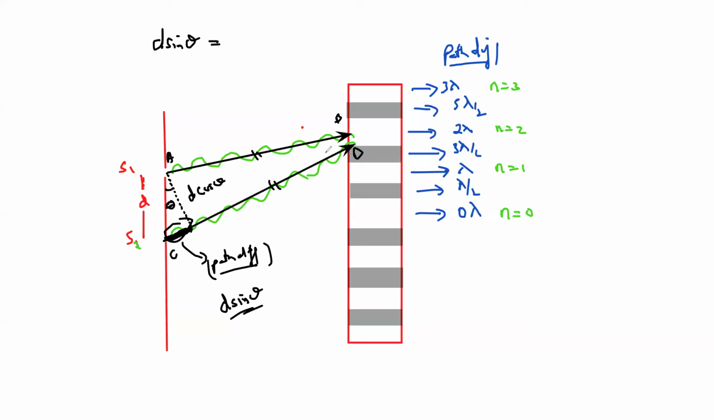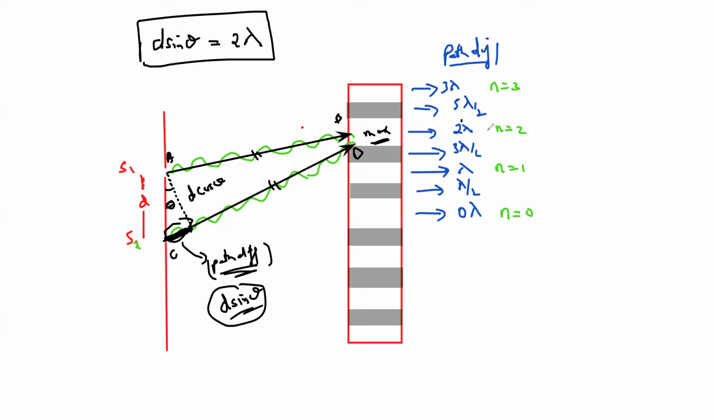And what is this path difference equal to? If I'm observing the second maxima here, this path difference is equal to 2 lambda. So if I generalize this equation, is it clear how d sine theta is 2 lambda? The path difference is d sine theta according to the figure, and according to this position, the maxima, the path difference should be 2 lambda. So I can say that d sine theta is 2 lambda.